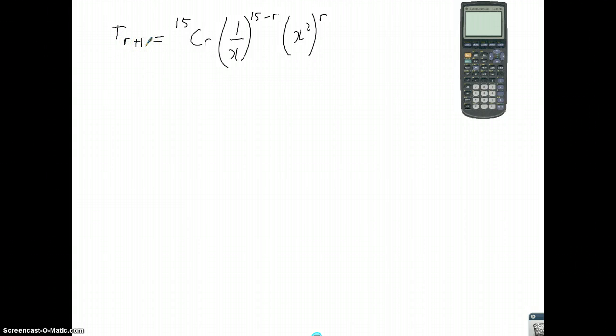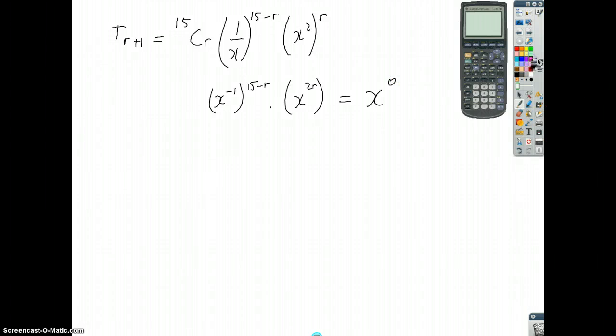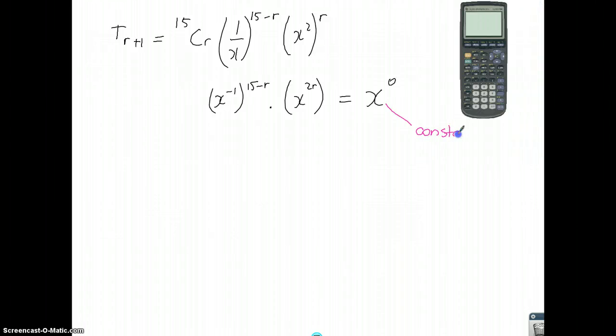Okay, so what can we do to figure these out? Once again, we don't really need this at this point. We really need to focus on this to work out what our value of r is. Rearranging here, we've got x to the minus 1 times 15 minus r times x to the 2r. And we know that has to equal x to the 0 because we're after the constant term. Got to keep remembering what we're after here. This little fellow is our constant term.